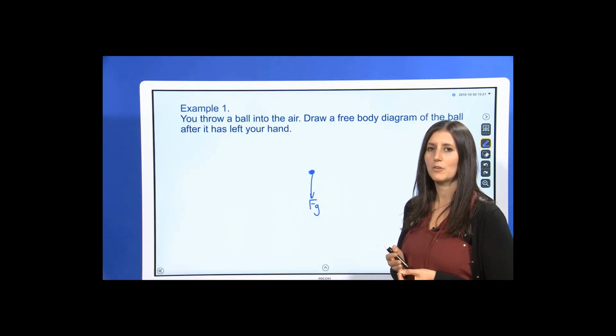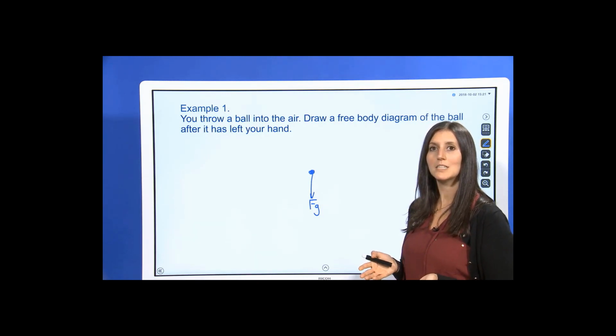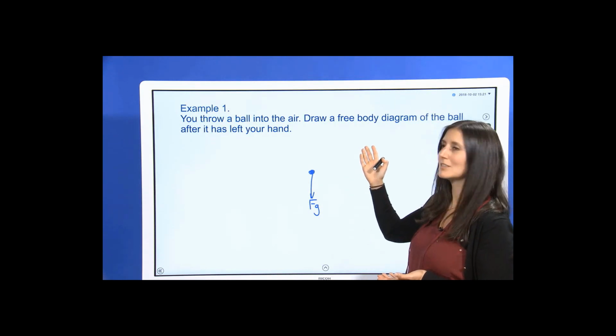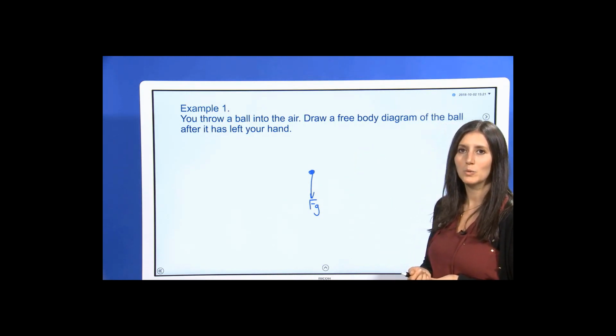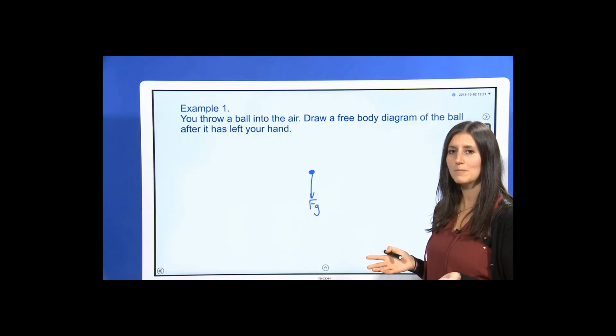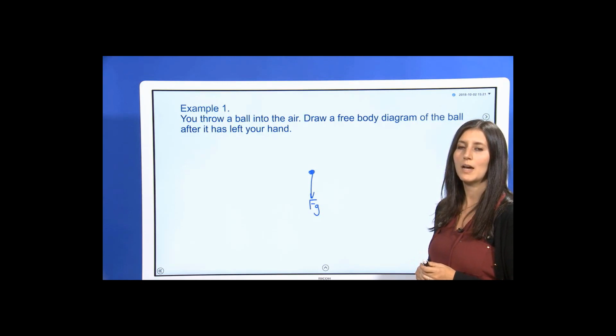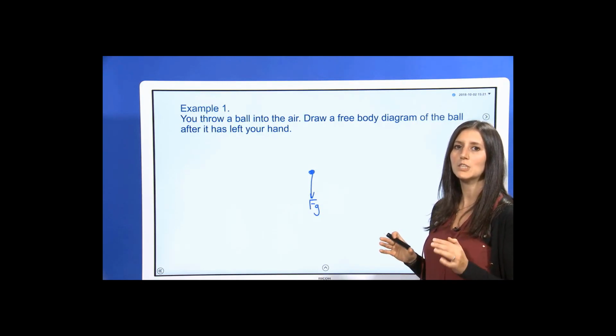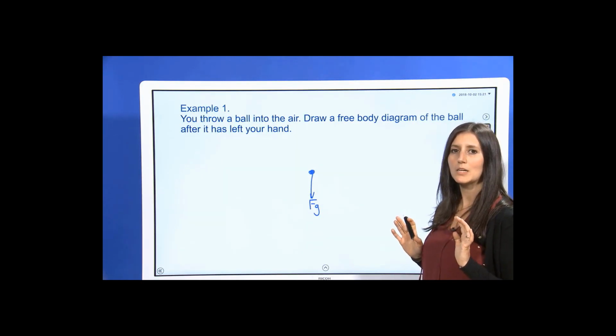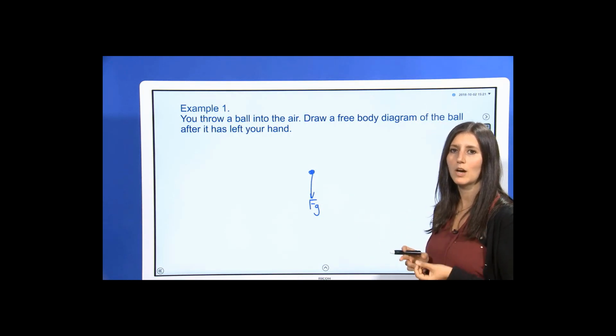We also talked about the force of friction. The force of friction is only relevant in a problem if it actually uses the word friction, which in this problem, there's no mention of friction, so we're going to ignore it as well. We also talked about the applied force. And for an applied force, you would have to have mention in the question of somebody or something pushing or pulling the object.